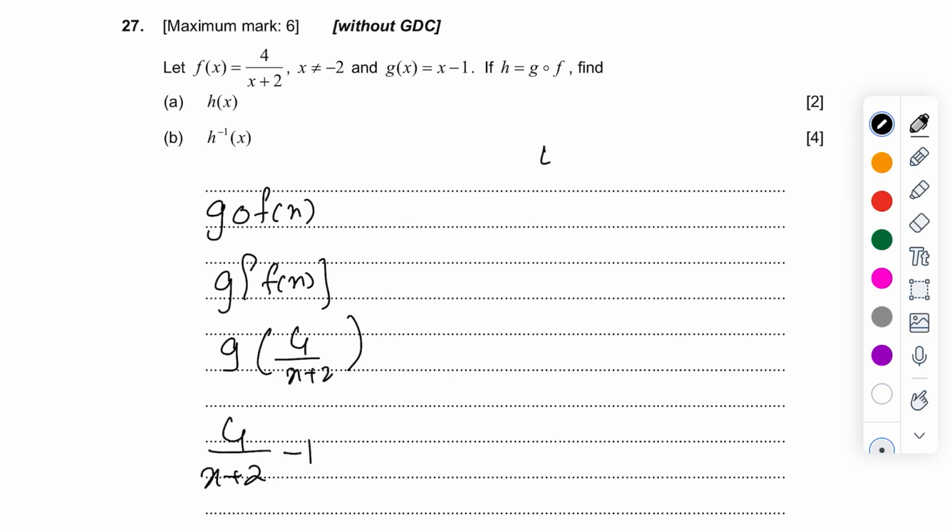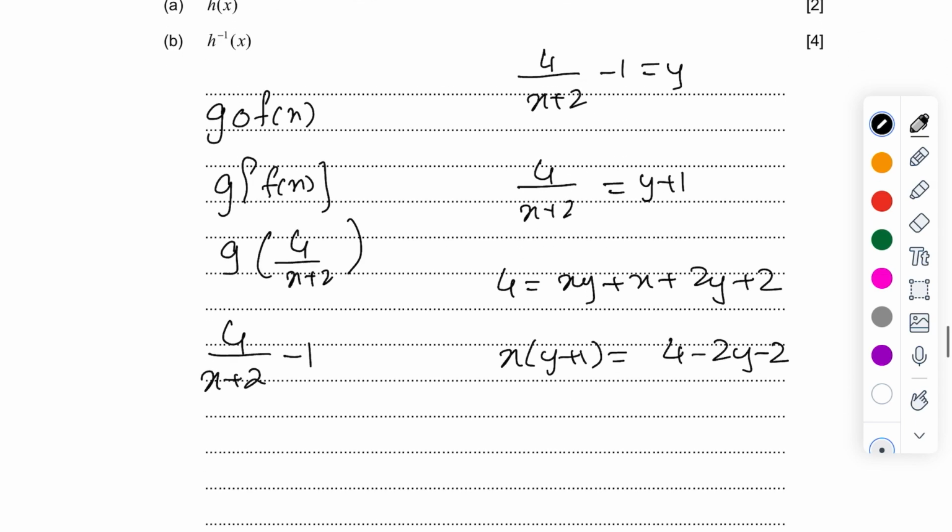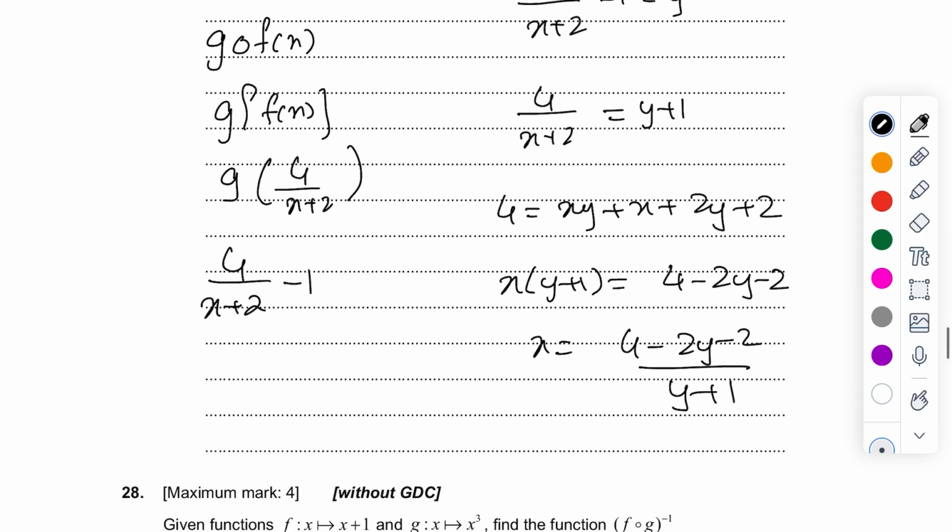Now inverse of this one. So 4 upon x plus 2 minus 1 equals y. 4 upon x plus 2 equals y plus 1. 4 equals xy plus x plus 2y plus 2. So x common, y plus 1 equals 4 minus 2y minus 2. So x equals 4 minus 2y minus 2 upon y plus 1. So what is h inverse of x? 4 minus 2x minus 2 upon x plus 1.